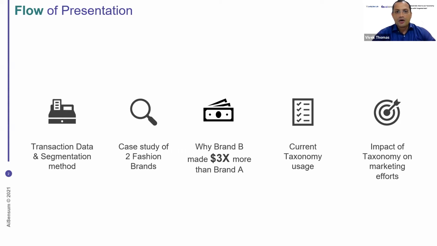And then I'll tell you how, let's say, brand B has made 3 times more money than brand A. Okay, so that's how we will look at that. And then let's look at the current taxonomy usage. We've done a little bit of a study, and then we'll share with you what the current taxonomy usage is. When we get transaction data, we'll look at it and see how many brands are actually using taxonomy, right? And then finally, I'll also share what the impact is and how the usage of taxonomy can help you with your marketing efforts. Okay, so let's go to the first part, which is basically about transaction data, right?